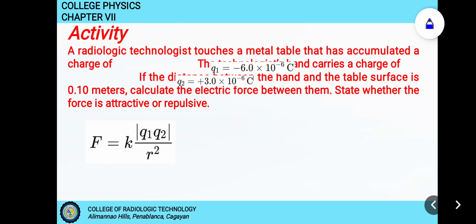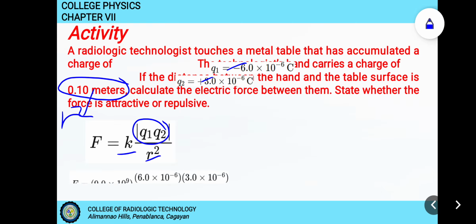Okay, let's take a look. Take note that we already have our given here, the Q sub 1 and Q sub 2. Nandito na po sila, ito at saka ito. Now, what is our K again? That is the Coulomb's constant. How about our r squared? It's the distance, okay? So, it's 0.10 meters. Let's just substitute, class.